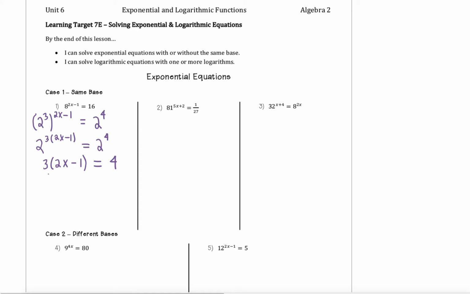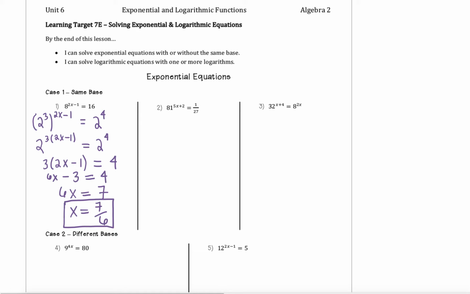We could distribute the 3 and get 6x minus 3 equals 4. And from here we can combine like terms to isolate the x. Why don't you guys pause the video and finish solving this one out. So to check this, we'll add 3 to both sides, and we end up getting 6x equals 7, and then divide through to get x by itself, and we get a final answer of 7 over 6.